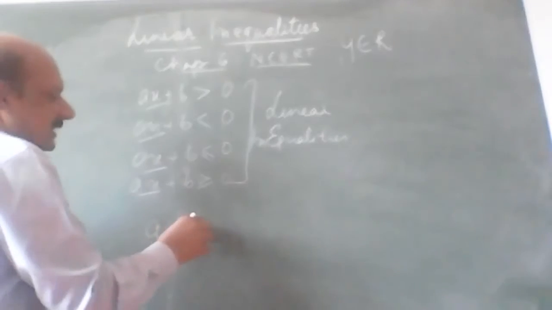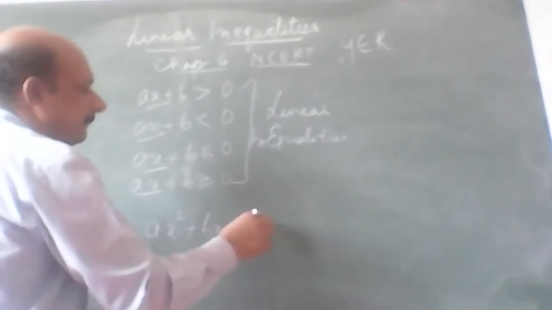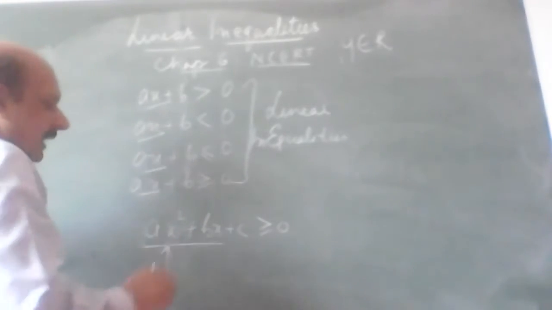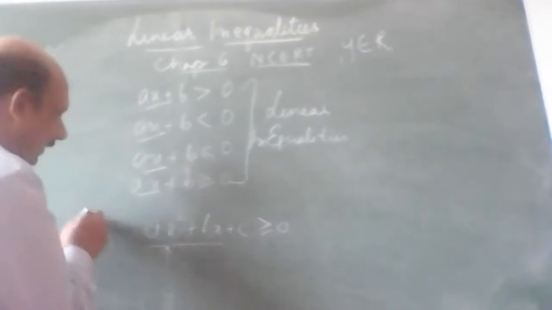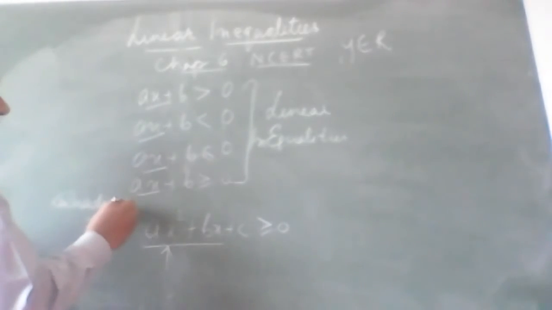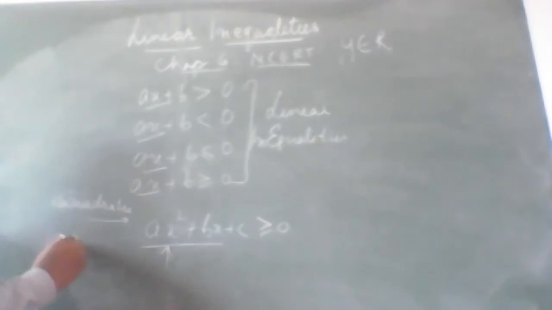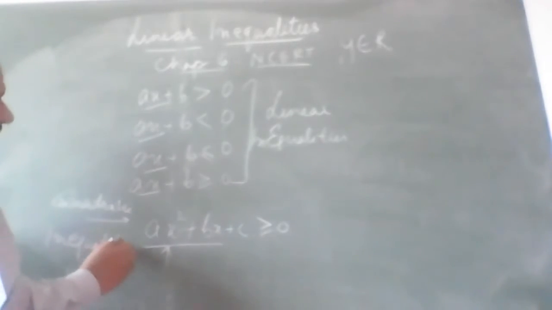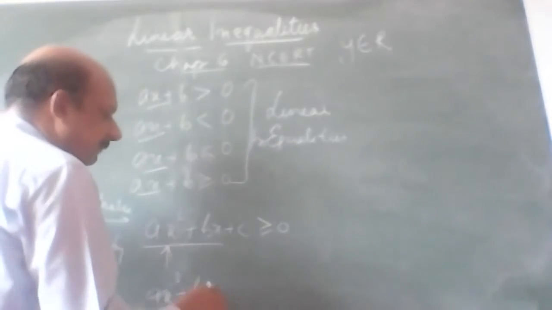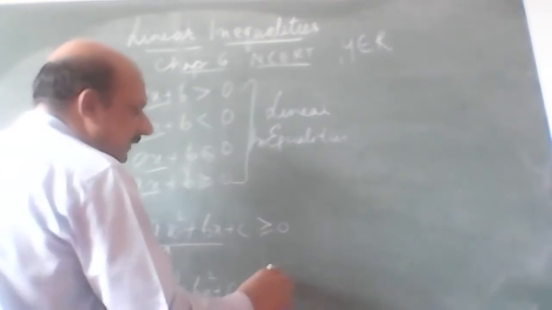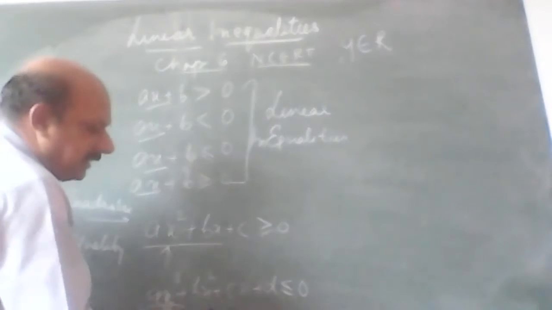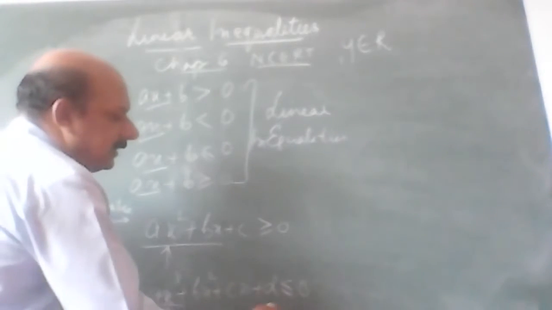But it is not necessary that it will be linear only. We may have something like this also. As the degree is 2, it is called a quadratic inequality. We may have something like ax cubed plus bx squared plus cx plus d. This will be called a cubic inequality.